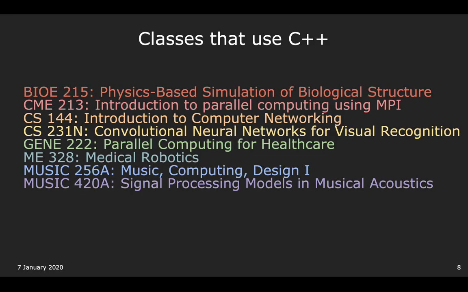There are a lot of classes which use C++. A lot of the applications of C++ are really performance related. You can see there's a lot of parallel computing and computer networking. A lot of these classes use C++ because C++ is a very strong performance language.